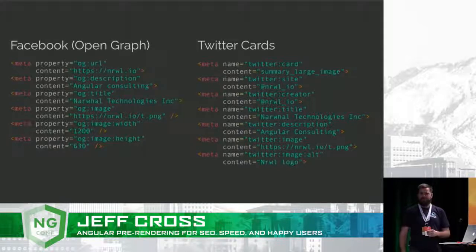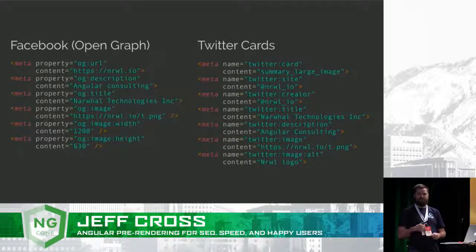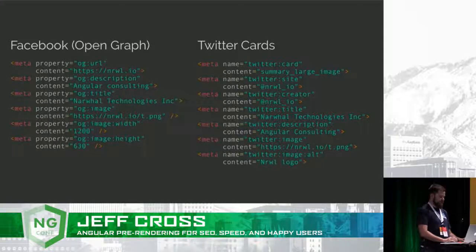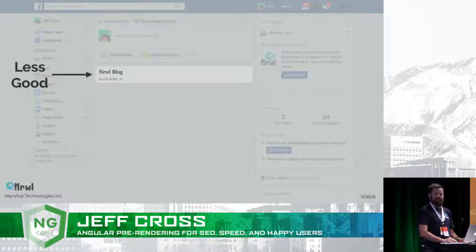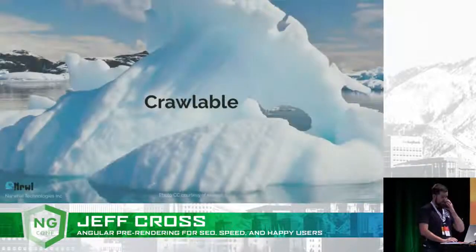So for an example from Facebook, they have their Open Graph specification, and Twitter Cards have their own specification for how you can tell them about your page. So they'll pick the right photos, the right description, the right title when people are sharing it to their timelines. And it'll look nice like this instead of bad like this, where it just has the blog title and some link, and you have no idea what's just been shared.